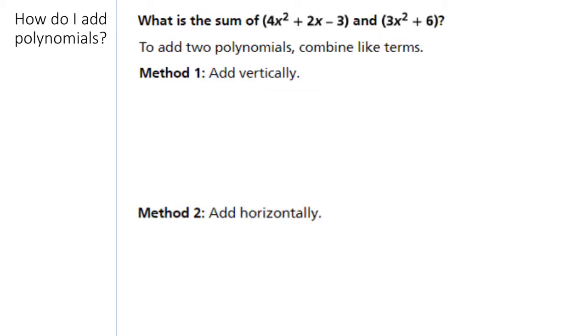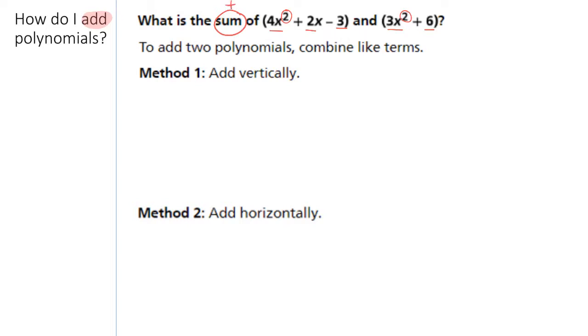Next, we're going to get into adding our polynomials together. So how do we add polynomials? Up here it says, what is the sum of 4x squared plus 2x minus 3 and 3x squared plus 6? These are both polynomials. The first one is a trinomial, and it's degree 2. And the second one is a binomial, and it is also a degree 2. Technically, you can add any two polynomials together. They don't have to match in their names.